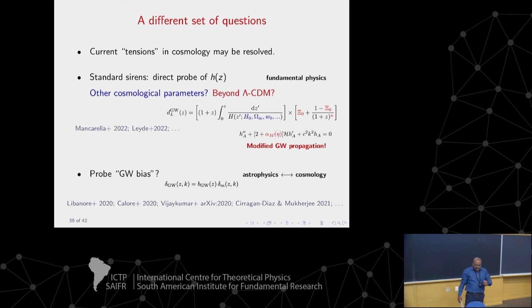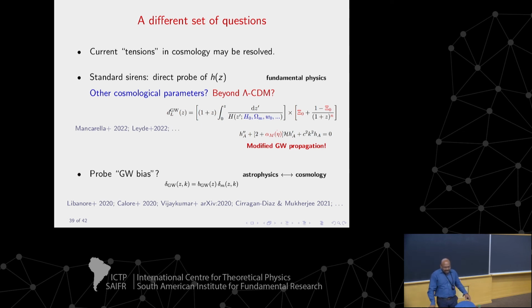So one can potentially measure other cosmological parameters such as the dark energy fraction, the matter fraction, or the dark energy equation of state, or even parameters beyond GR, such as modified gravity parameters that affect gravitational wave propagation.